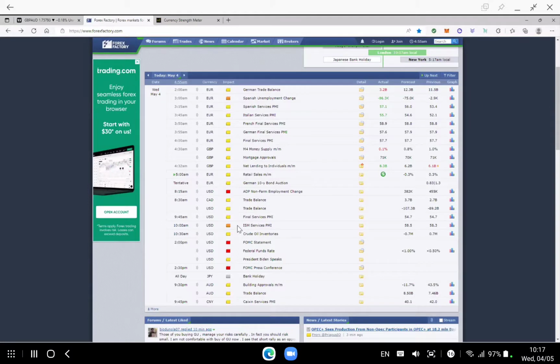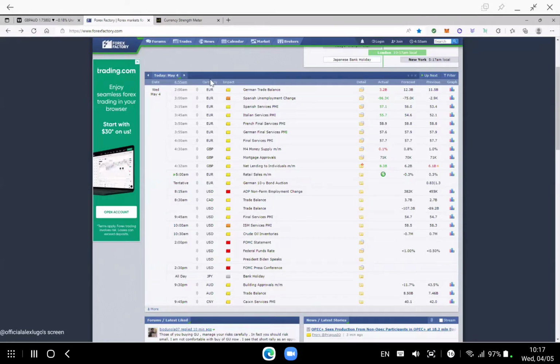Orange has moderate impact. Okay, orange folders have moderate impact. Same thing. We don't want to trade, you know, half hour before or after. And then yellow is, you know, mild. It's mild news, but it can still definitely affect the market.